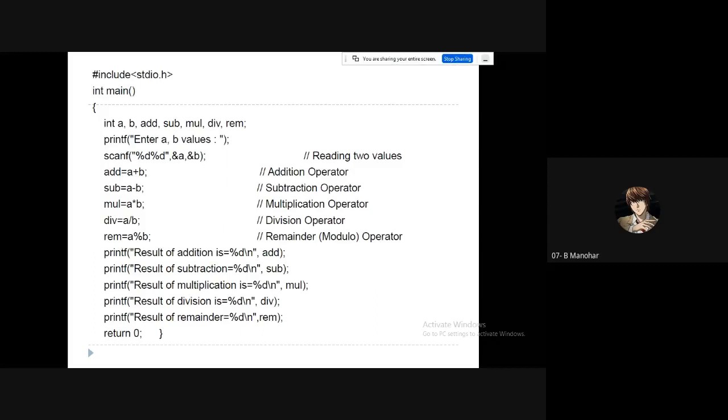A minus B. Can I interchange all the printfs, or should it be in the same order? How many printfs are there? 5 printfs. Because there are 5 operators, correct or not? So can I have the liberty to change the order of the printfs, or does it have to be in that order only? You tell me.